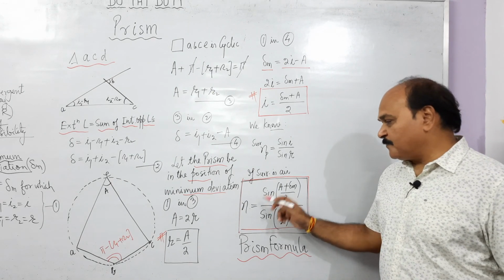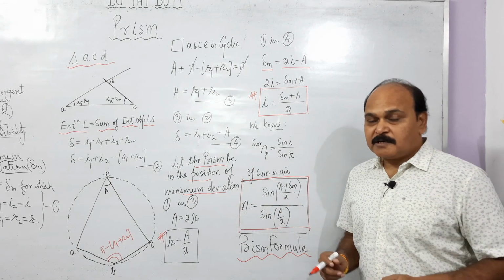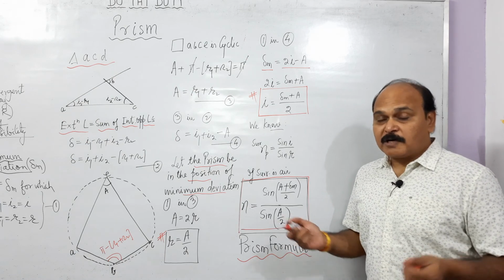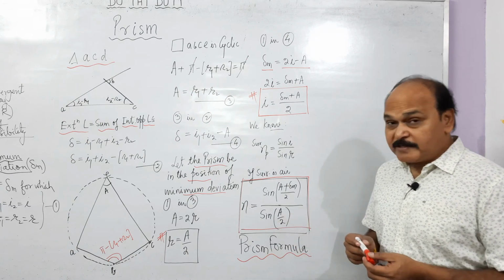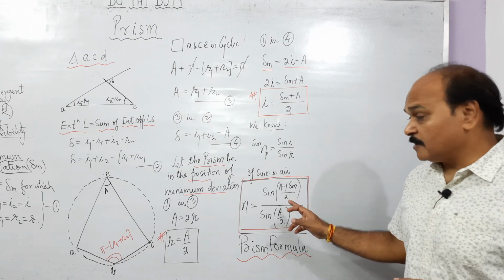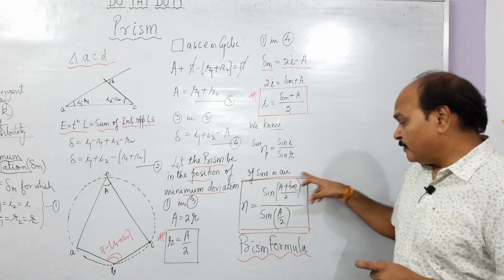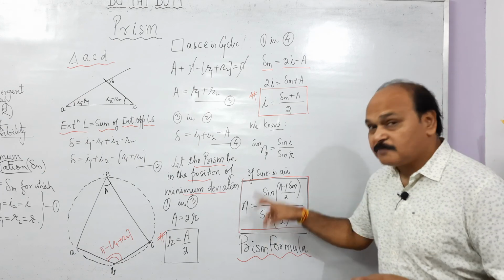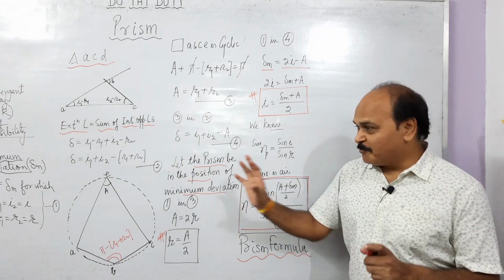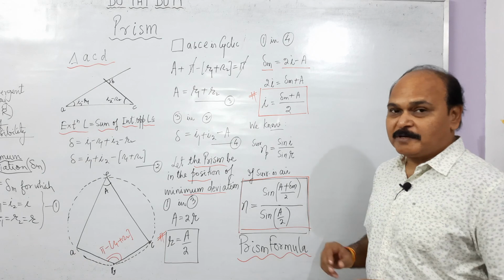Children, this prism formula is a very, very important formula for your class 12 syllabus, and there is always a question. Yeah, a very, very important question. There is always a question where it is asked to deduce this formula, and I hope you would all be able to derive this formula.